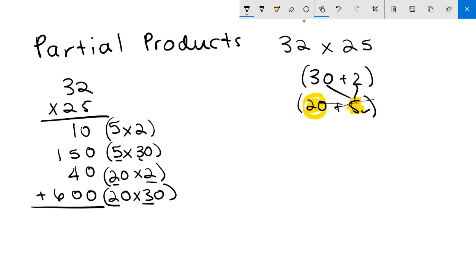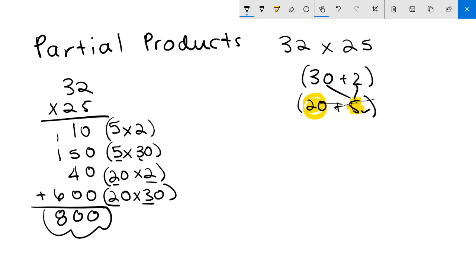40, and 600. Okay, I lined up all my numbers, right? If I didn't line them up correctly, when I add, my answer is going to be wrong. So I have all zeros in this column. 4 plus 5 is 9, plus 1 is 10. Carry the number. 6 plus 1 is 7, plus another 1 is 8. So my answer is 800. So this one was for partial products.